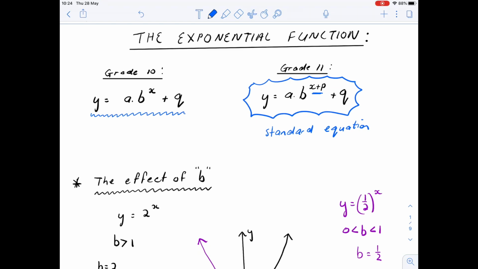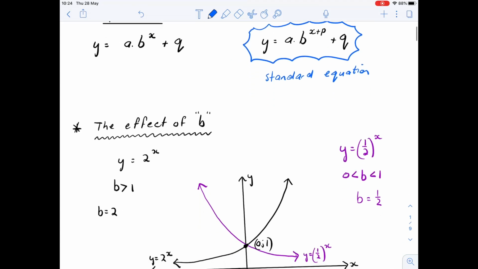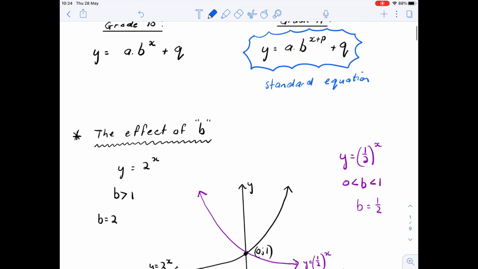I'm going to start off by having a look at how B affects the graph, how A affects the graph, how Q affects the graph, and how P affects the graph. So we're going to have a look at each of those in turn. The first one we're going to look at is the effect of B.